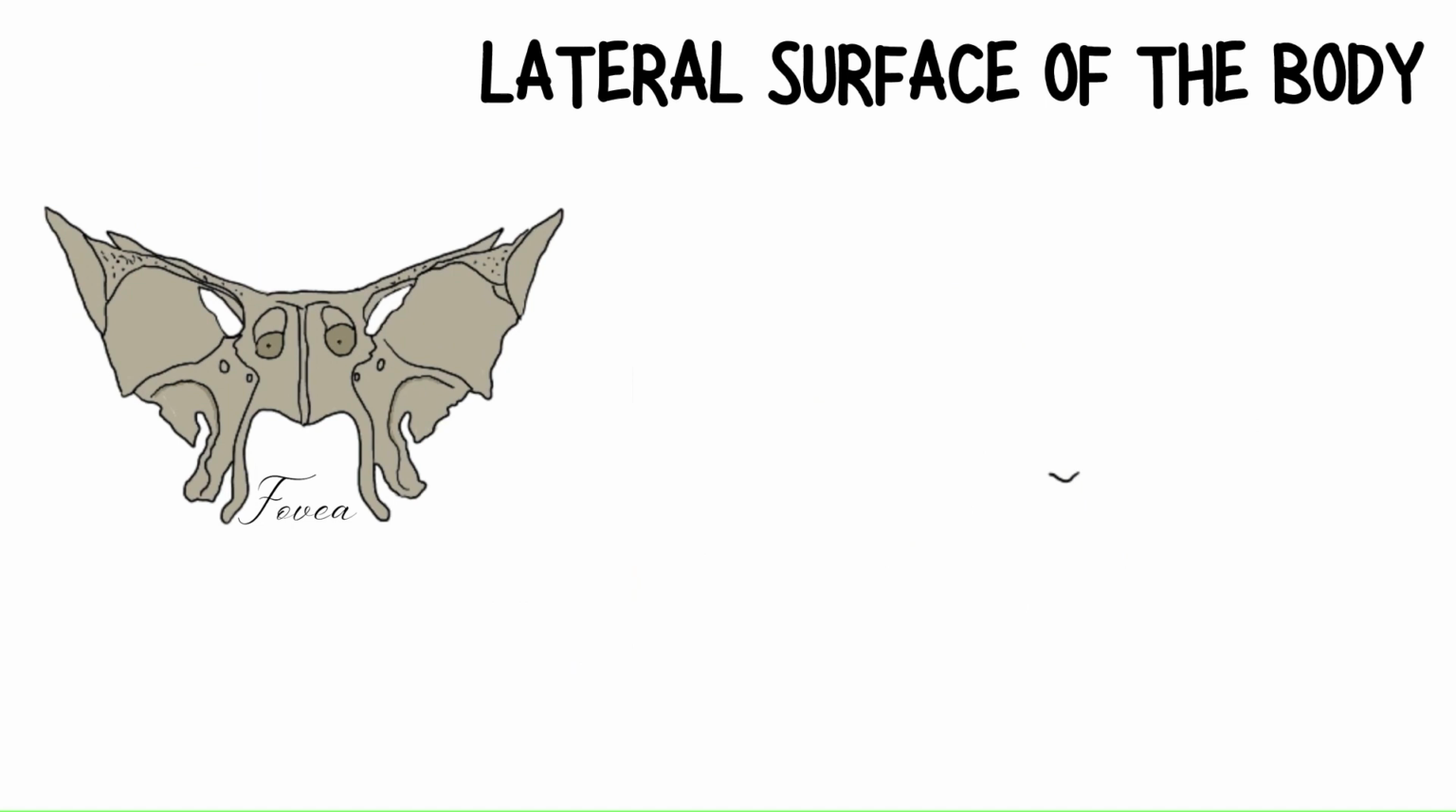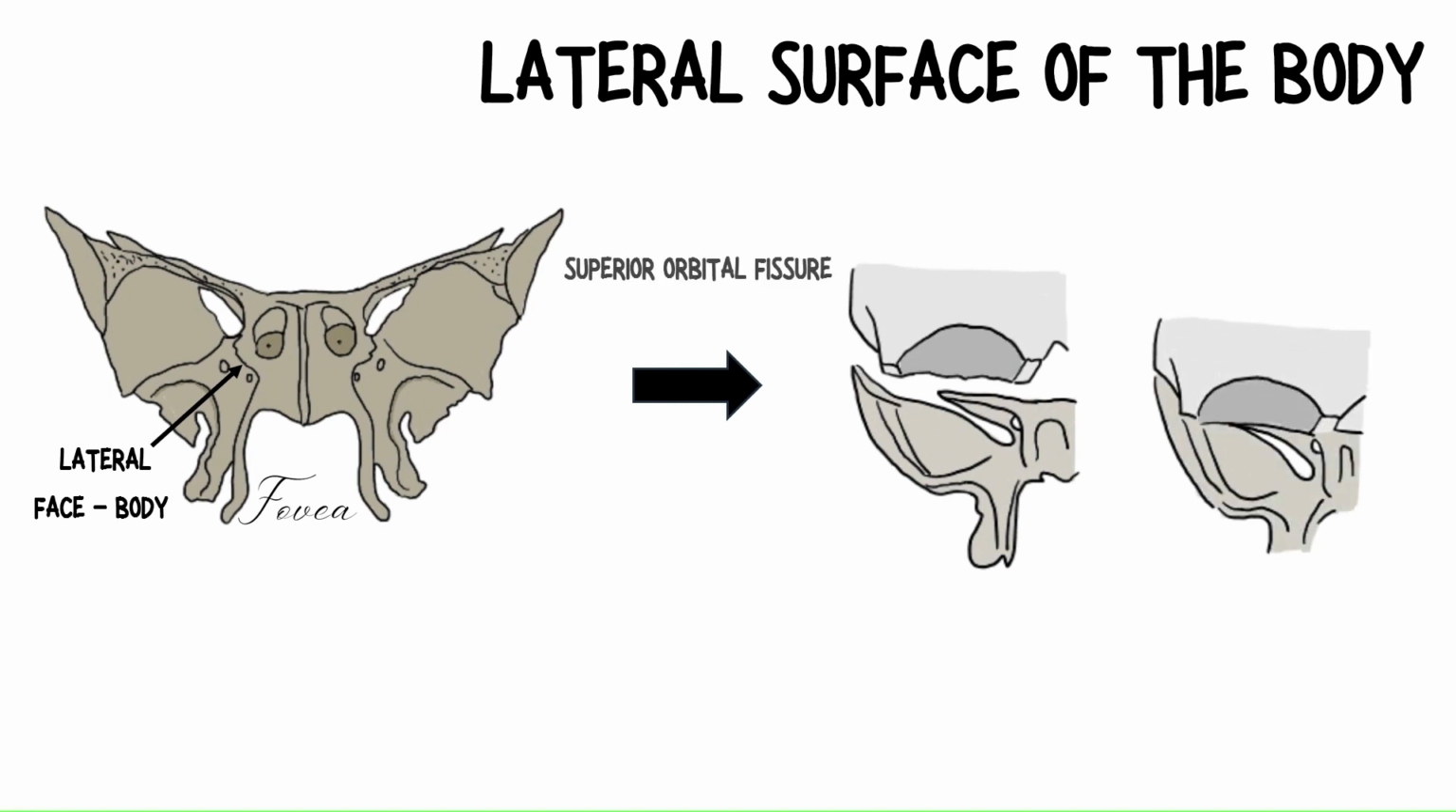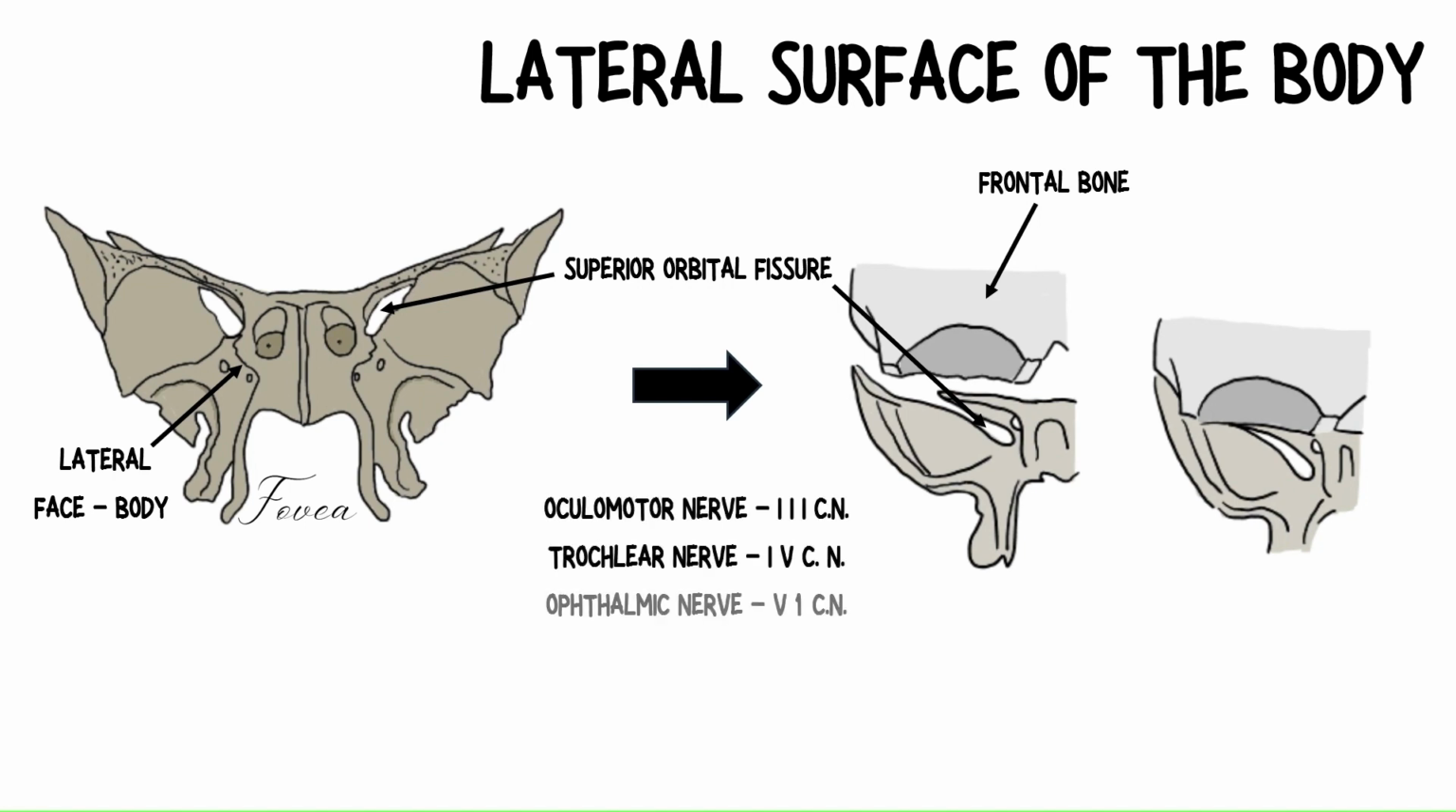The lateral portion of the sphenoid body cannot be seen from the side because it is covered by the greater sphenoid wing. So we remain in the anterior view and notice how the lateral portion of the body forms the superior orbital fissure, a foramen of the skull between the lesser and greater wings of sphenoid and the frontal bone. In the superior orbital fissure, a variety of structures transit: the oculomotor nerve, the trochlear nerve, the ophthalmic nerve, the abducens nerve, and the ophthalmic vein.